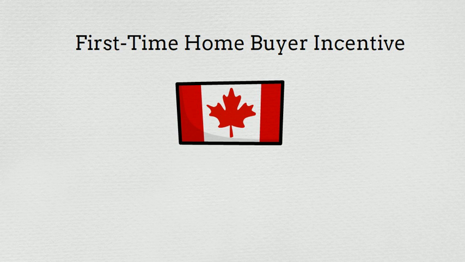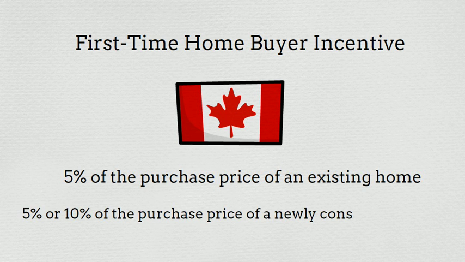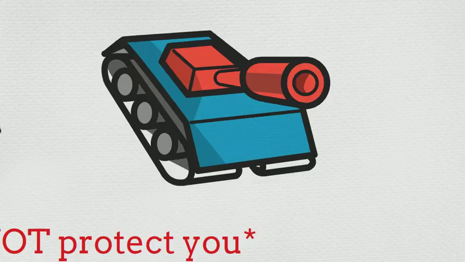Through the first-time homebuyer incentive, the Government of Canada offers a first-time homebuyer 5% of the purchase price of an existing home, or 5% or 10% of the purchase price of a newly constructed home. You need to repay the incentive after 25 years or when you sell the property. You can also repay it at any time without a prepayment penalty. The property's fair market value at the time of repayment will determine the repayment amount. To find out if you're eligible for the first-time homebuyer incentive, visit canada.ca.